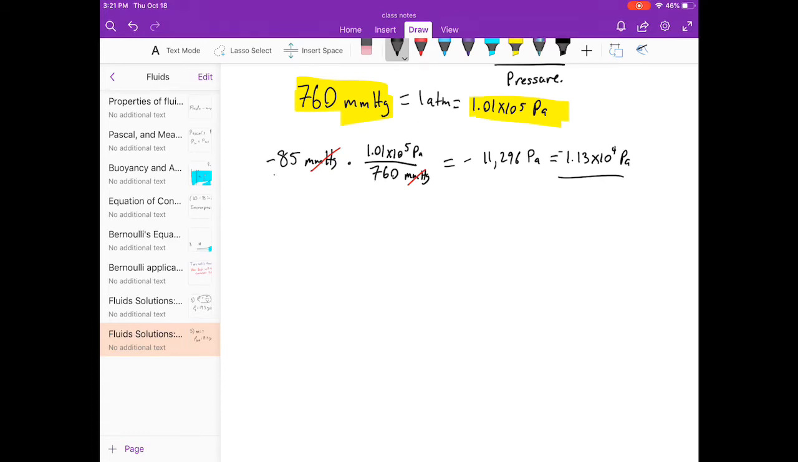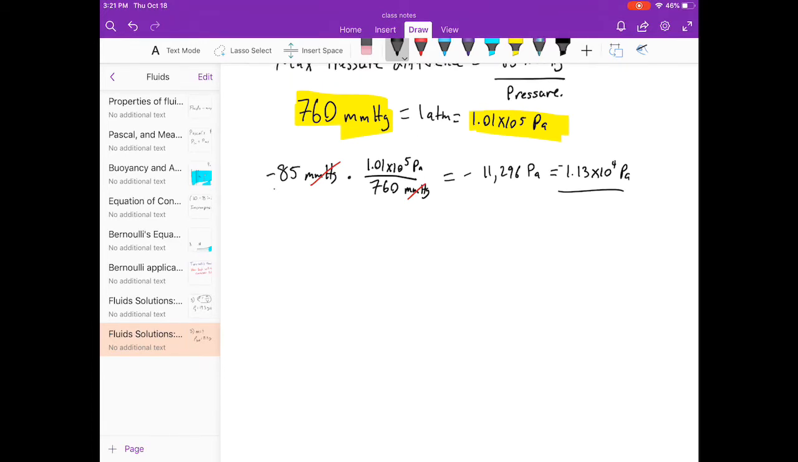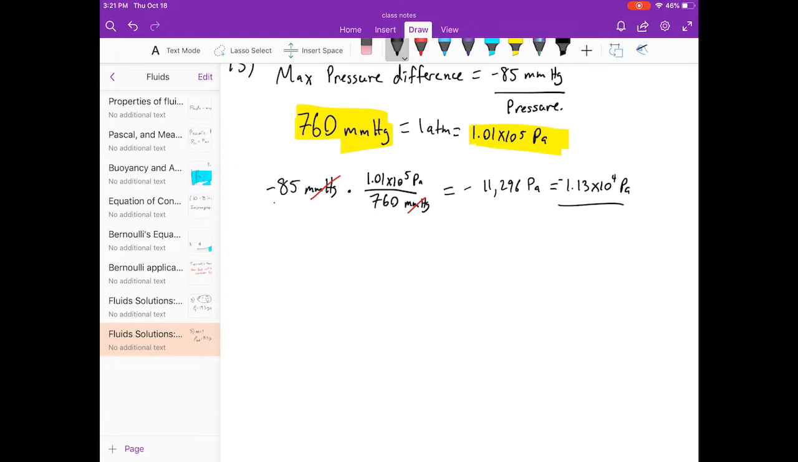So what does it mean that he can experience a pressure difference of this? Think about what Tarzan is doing. I was about to draw Tarzan, but I'm going to draw a box. Here's Tarzan, he's a box now. He's sitting underwater with a tube coming out.